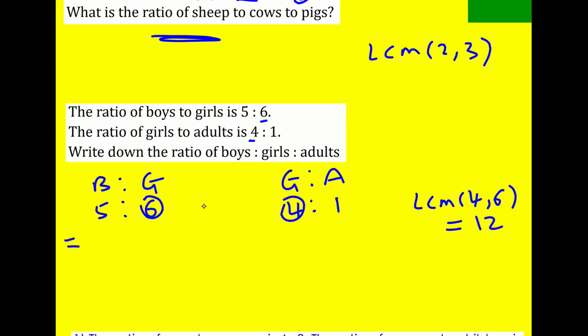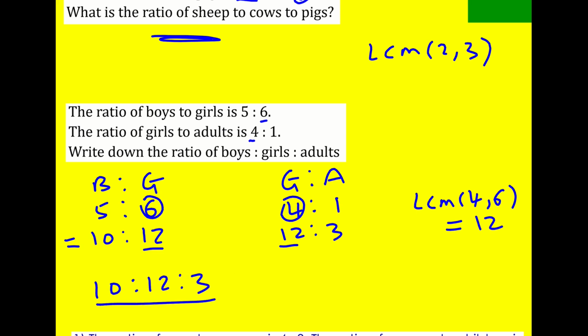So if I want to make both of these 12, I'm going to multiply through by 2 here, and it's going to become 10 to 12. I'm going to multiply by 3 here, and it's going to become 12 to 3. And look, I've made them the same now. So overall, it's going to be 10 to 12 to 3. And that is my final answer. I would recommend you lay it out like this. Just take your time. This overlapping part, essentially, you have to make the same.